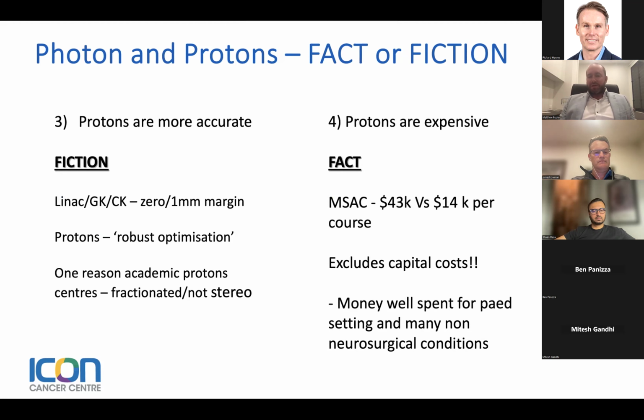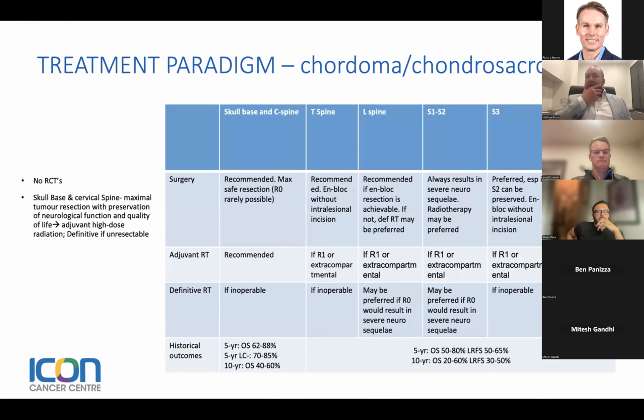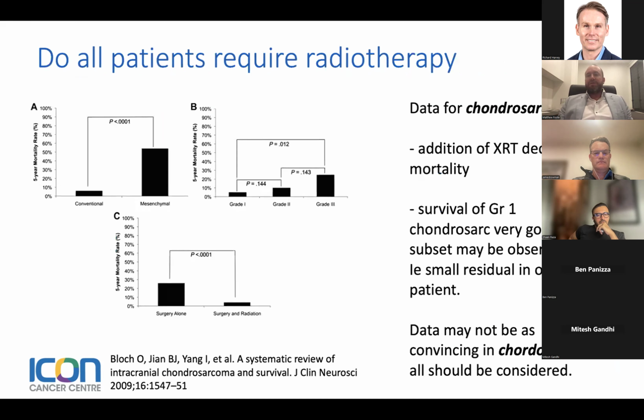I'm not going to go into the cost, but suffice to say that protons are more expensive. Look, I think the treatment paradigm for management of chordoma and chondrosarcoma, as Shaan indicated, is certainly more nuanced now. But in general principles, it's maximum safe tumour resection, and in most cases, adjuvant high-dose radiotherapy. And in those that cannot have surgery, then there is a role for definitive treatment. Shaan touched on this, and I'm certainly on board.